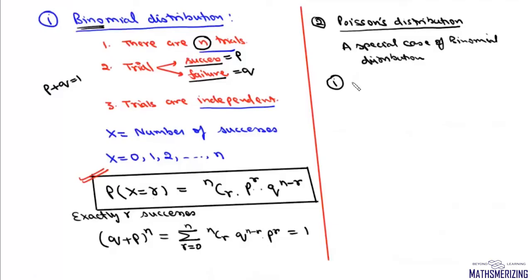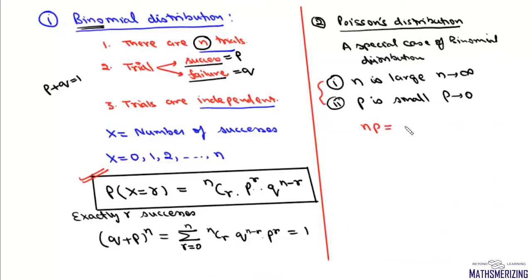First, n is sufficiently large. Typically, n tends to infinite. And second, probability of success, p is small. That is, p is nearly 0. Together, these conditions where n is large and p is small ensure that this mean n into p, suppose this mean is lambda. So together these two conditions ensure uniformity of mean.